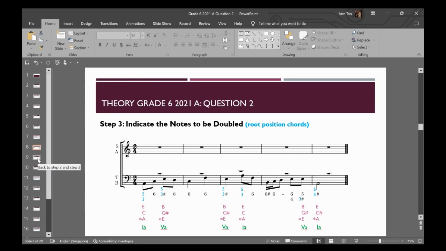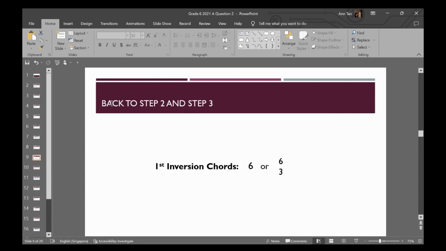Now we move on to the next step, which is back to step 2 and step 3 with reference to the first inversion chords. First inversion chords are what we call the B position. They are indicated in figured bass by a 6 or 6-3.